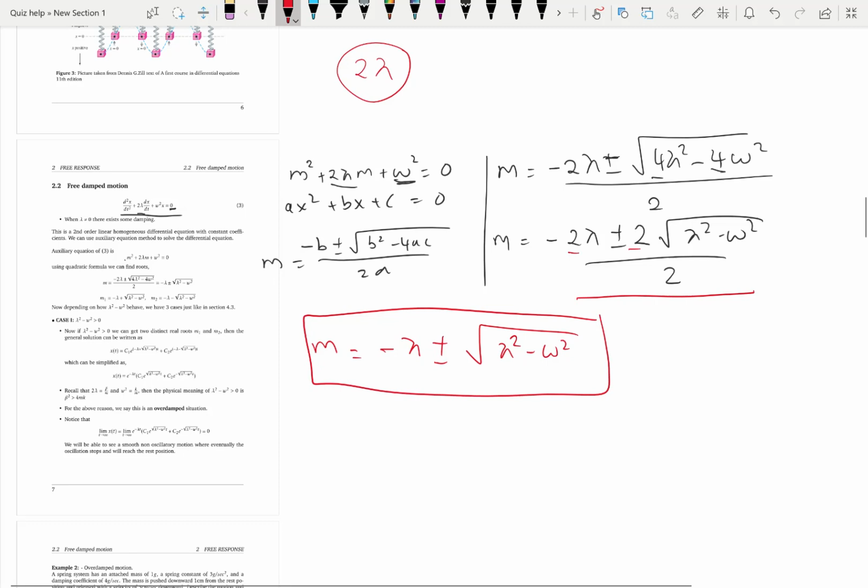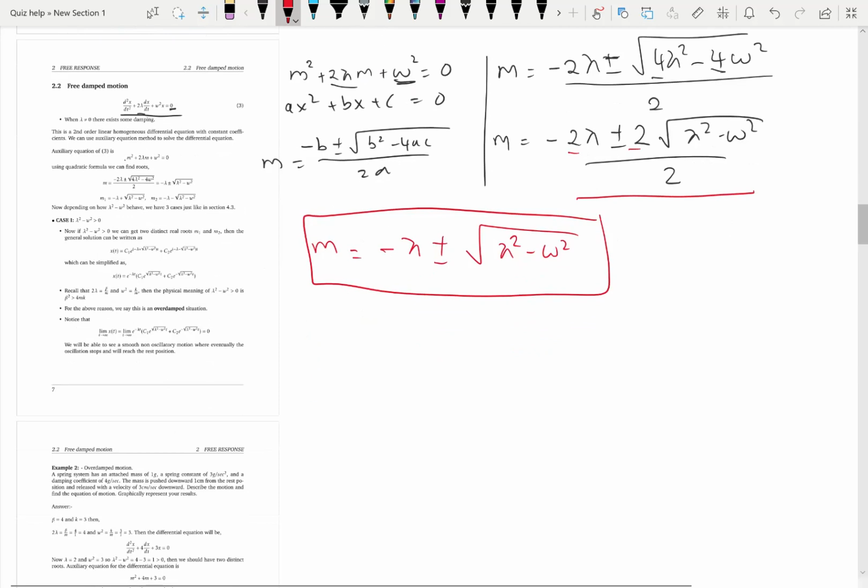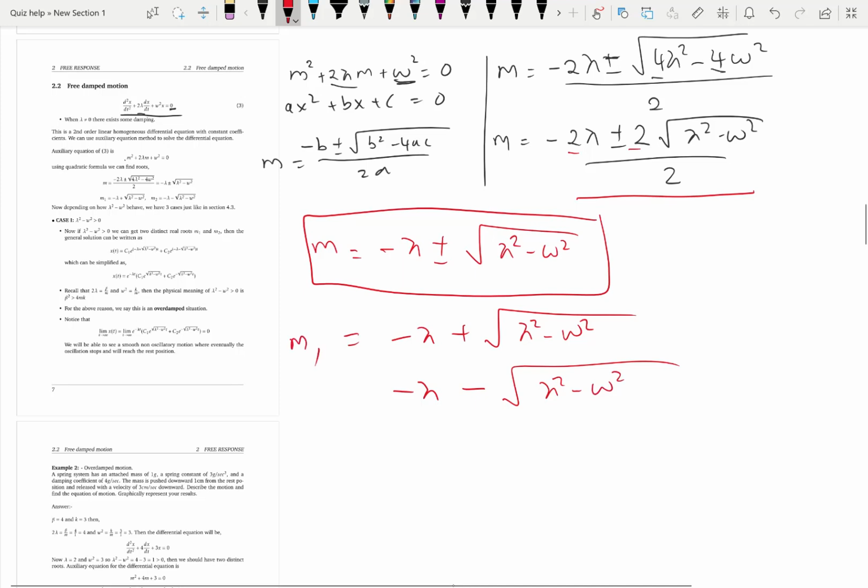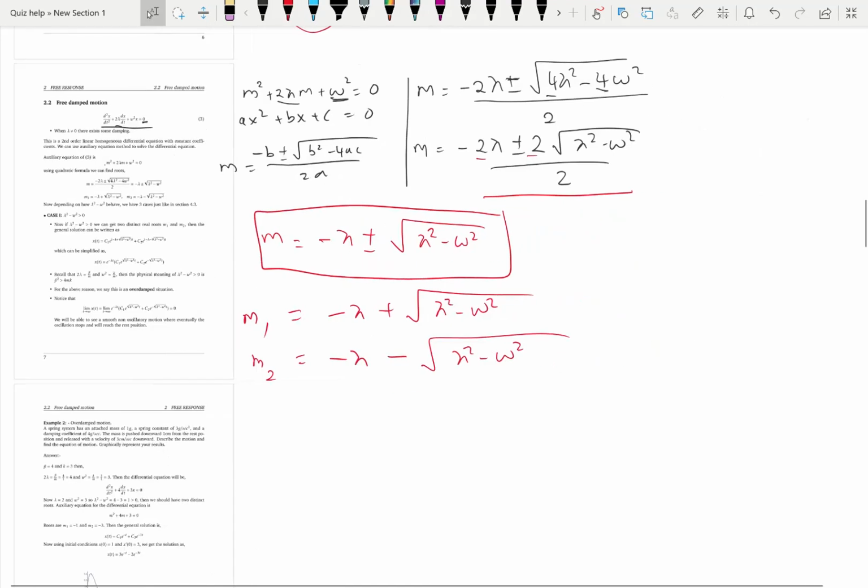Alright. Okay. Now here we have 2 roots, right? One root is negative lambda plus the square root of lambda square minus w square. The other root is negative lambda minus the square root of lambda square minus w square. So this is m1, this is m2. Now, okay, what does the general solution look like? Well, we have a slight situation, right? Because still we don't know what lambda is, still we don't know what w is. So depending on the numbers you have for lambda and w, you can get different scenarios.